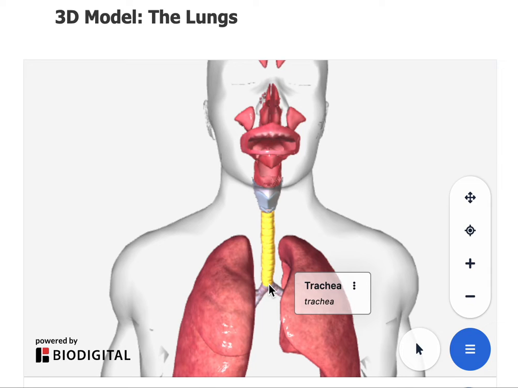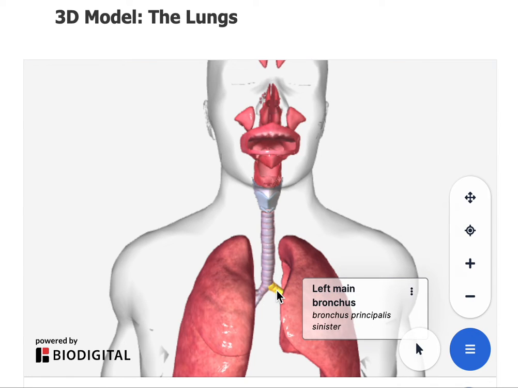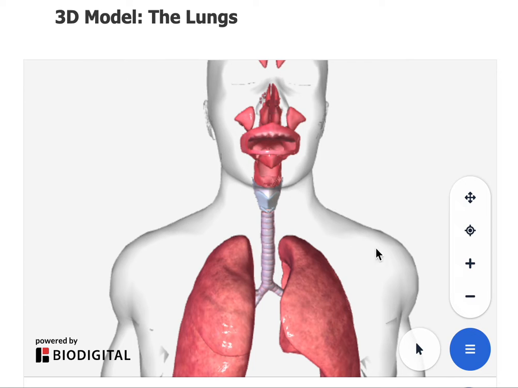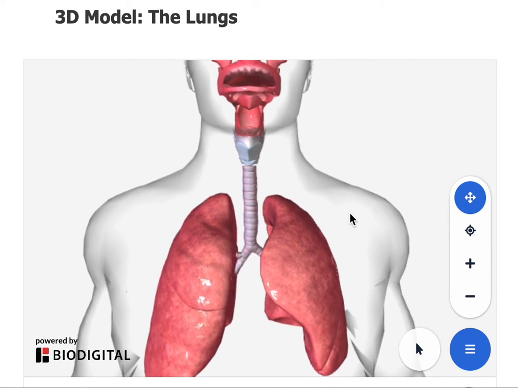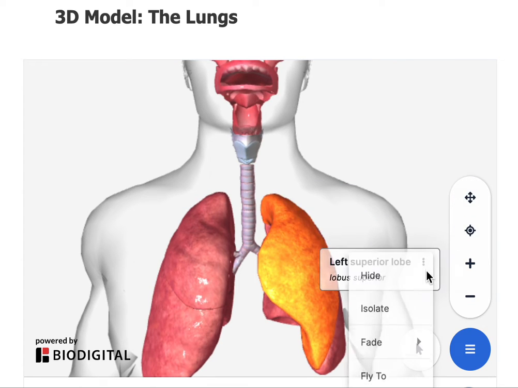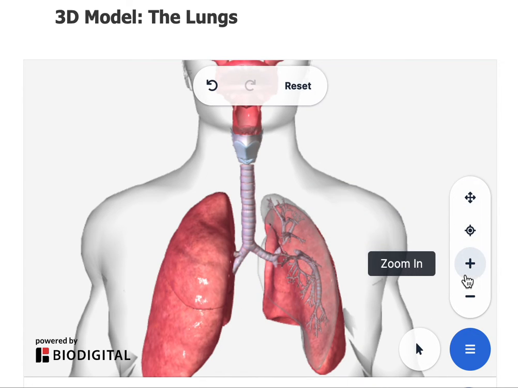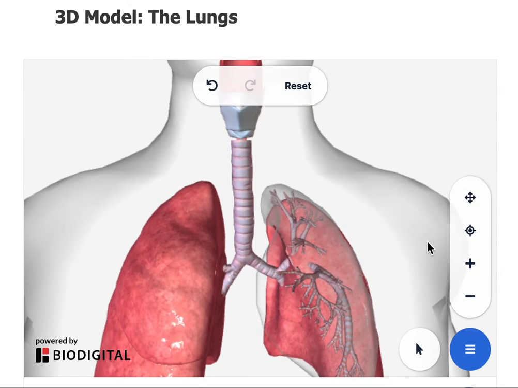This is the last tracheal cartilage. Here we have the right main bronchus and the left main bronchus. The bronchi continue to extend. Here I will fade out so you can see. And we will zoom in a little bit.